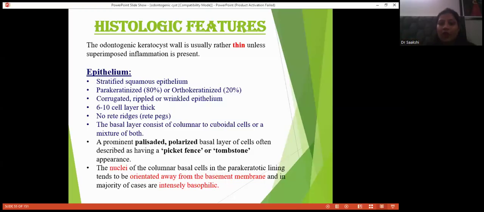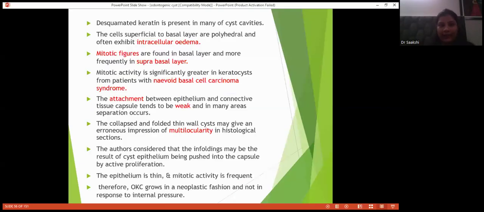The nuclei of the columnar basal cells in the parakeratotic lining tend to orientate away from the basement membrane. That is why the nucleus is away from the basement membrane and they are all in one line. So that is the palisaded one. And in the majority of cases it is intensely basophilic, meaning you will see dark blue colored nuclei.